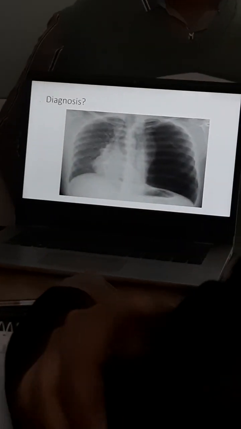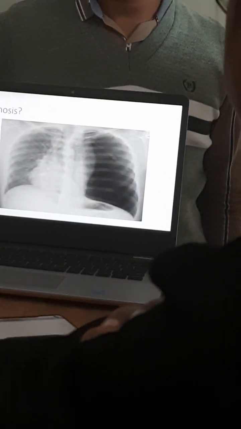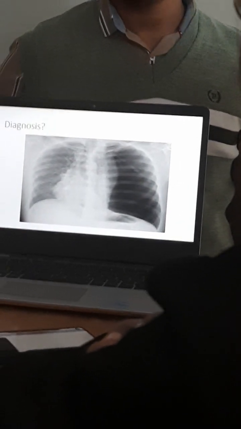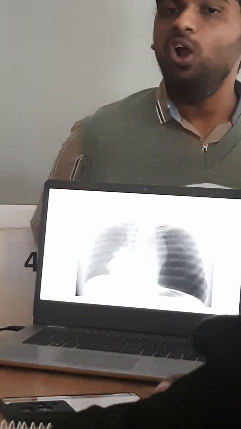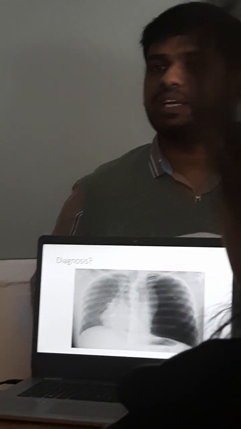So those areas, count the rays. It's looking more black. More black means more air, which means pneumothorax, but don't tell directly. Hyperinflated. The left side is hyperinflated. Hyperinflation. Directly don't go for diagnosis. Okay? Hyperinflated. More probably pneumothorax.